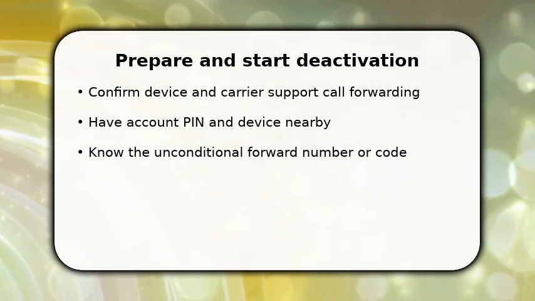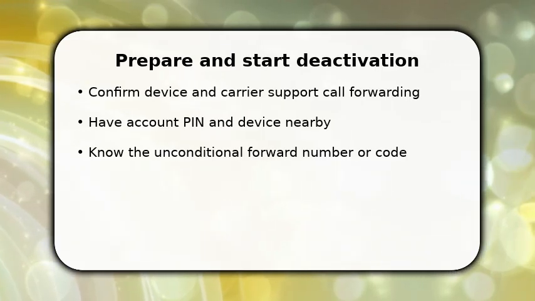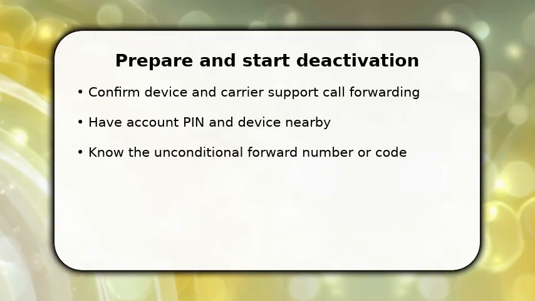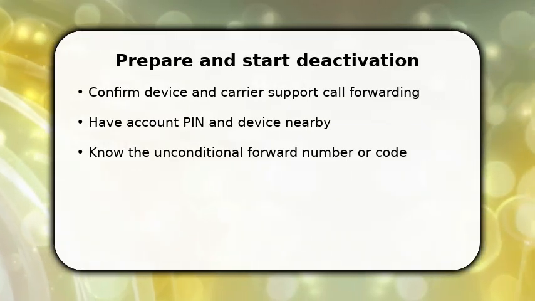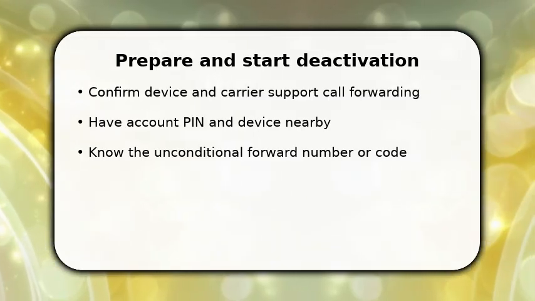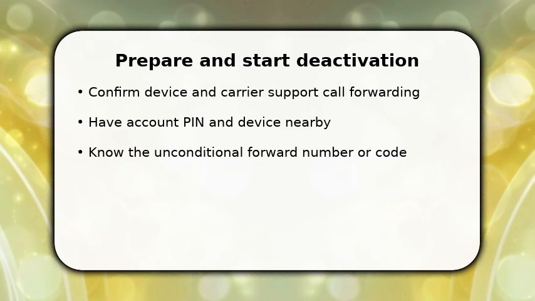On many devices, open phone settings, call forwarding, and look for the unconditional or always option. Once located, note the forwarded number shown so you can verify later. If you're using carrier codes, prepare to enter the specific cancel code next.